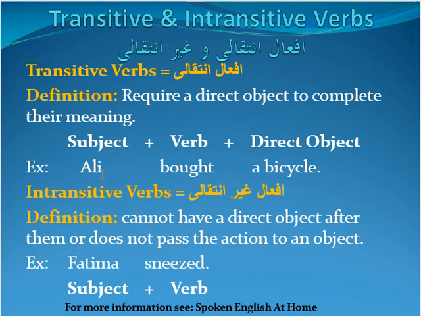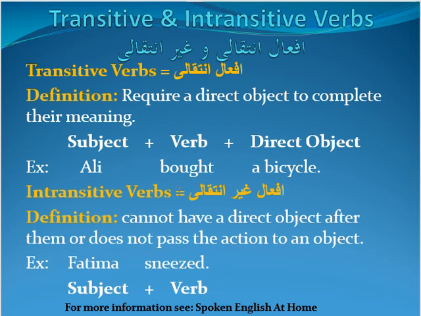What is Ali here? Ali is a subject. And what is the verb here? What is bought here? This is a verb. What is a bicycle here? Bicycle is a direct object. So then here we can say bought is a transitive verb.